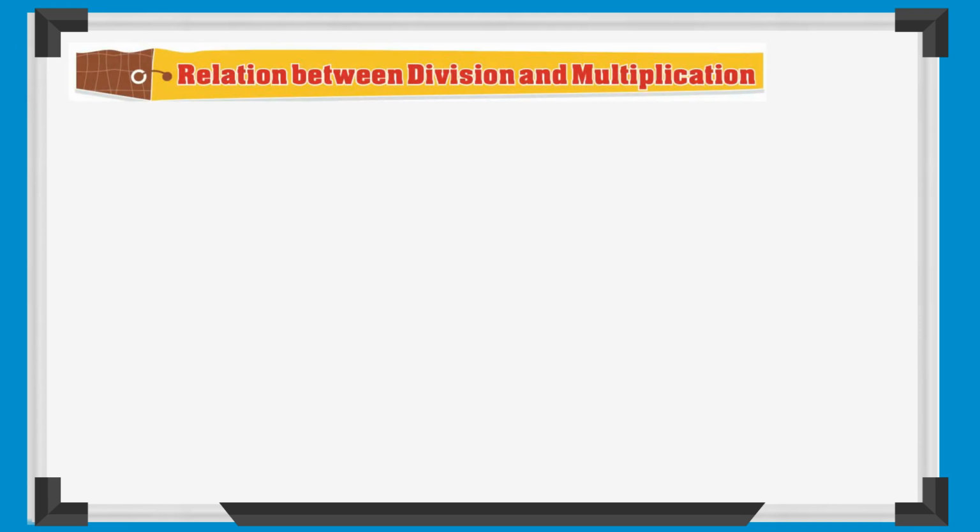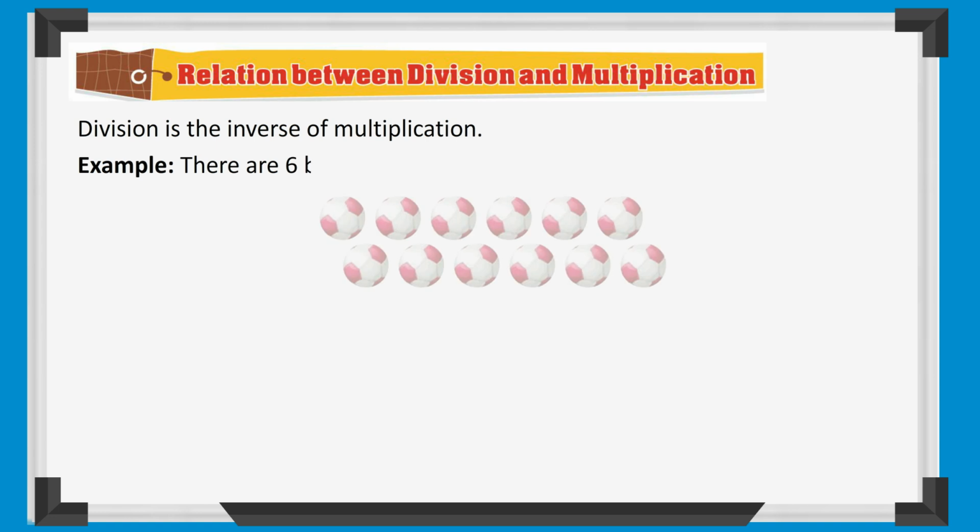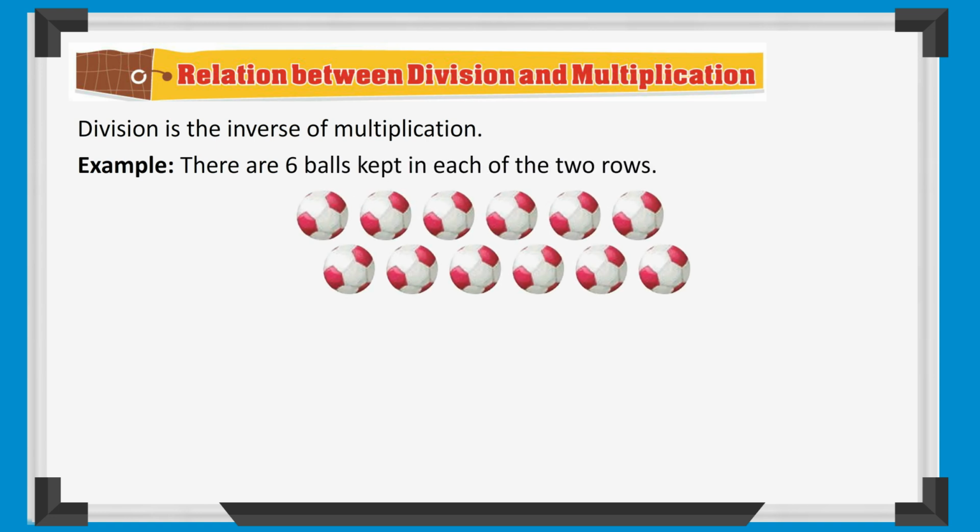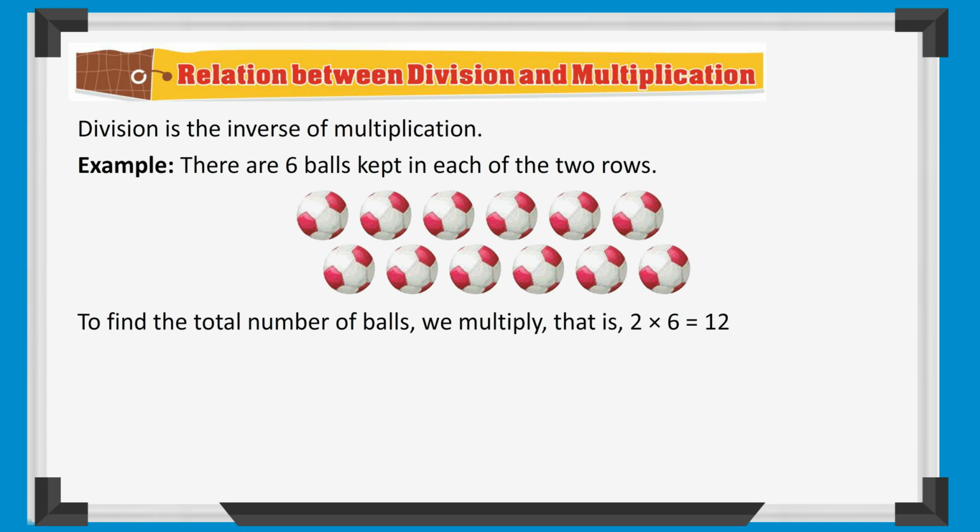Relation between division and multiplication. Division is the inverse of multiplication. Example: there are 6 balls kept in each of the 2 rows. To find the total number of balls, we multiply. That is, 2 times 6 equals 12.